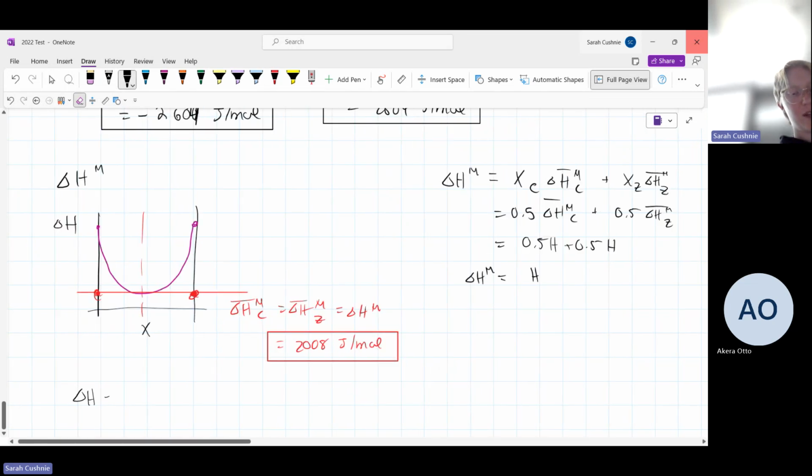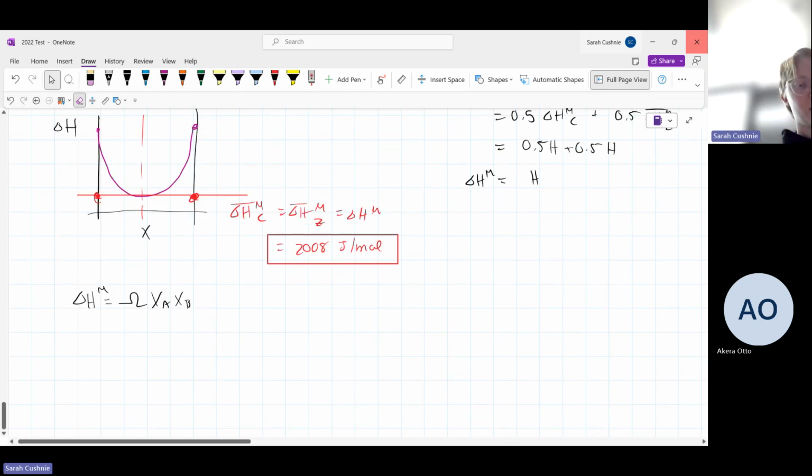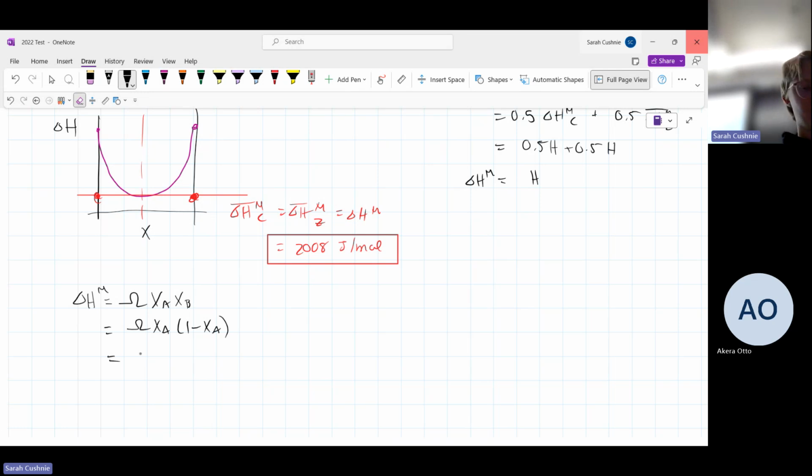Remember, you can also think of it this way: delta H of mixing is equal to omega X_A X_B, which if you expand a little bit, is omega X_A (1 minus X_A), which is going to be some sort of A times X_A squared plus B times X_A plus C. It's going to be some sort of quadratic like that, and you can math it out to say that it's going to be centered around 0.5.